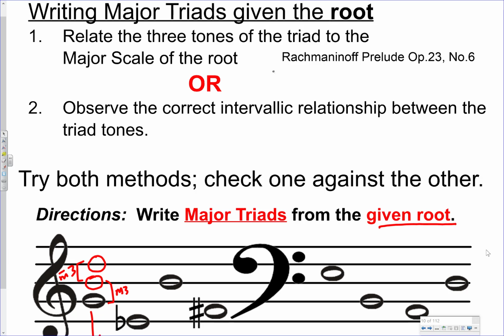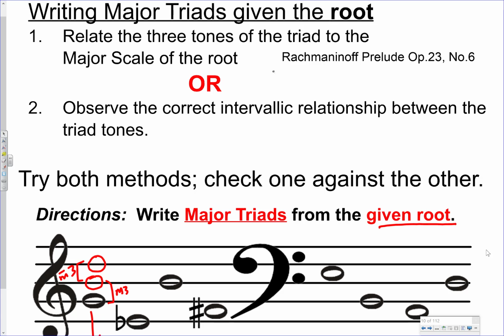Okay, class, time is up. In a moment, I'm going to reveal the answers, but hopefully you double-checked by using both methods. In other words, hopefully you looked at method 1, where you relate the three tones of the triad to the major scale of the root. In other words, with the example, we had the key of G major, because G was the root.